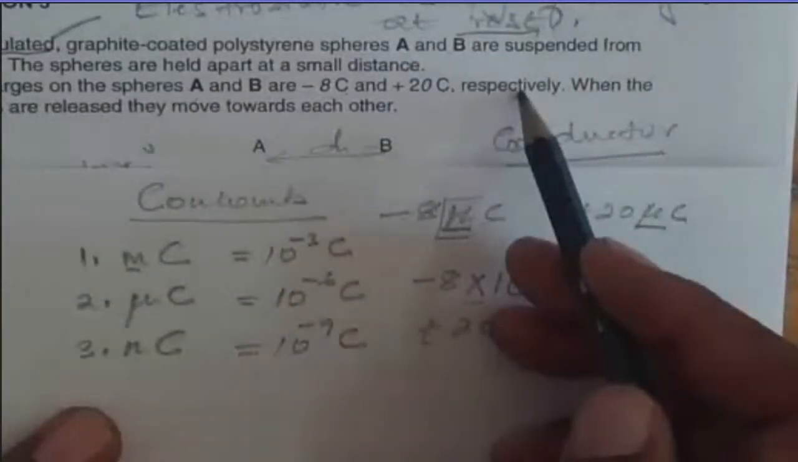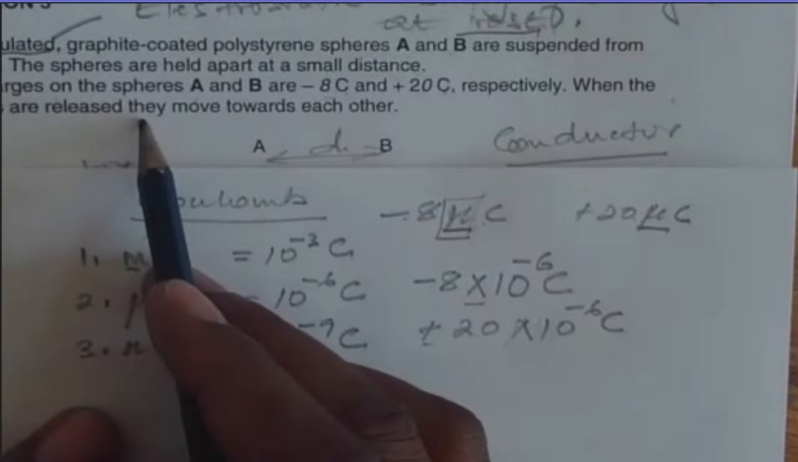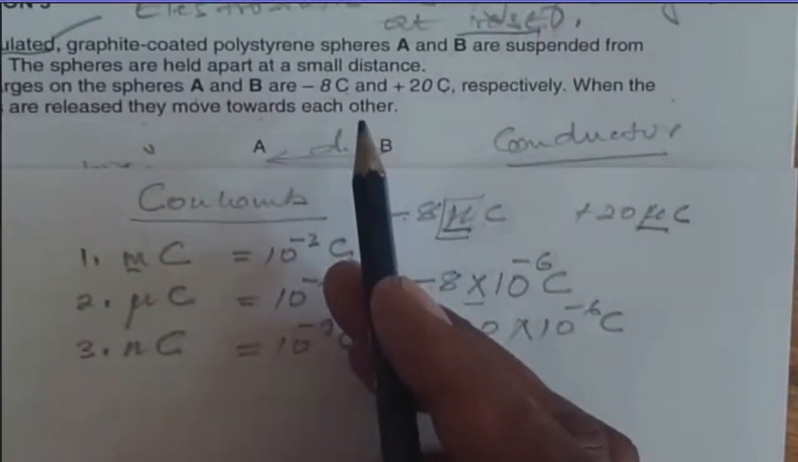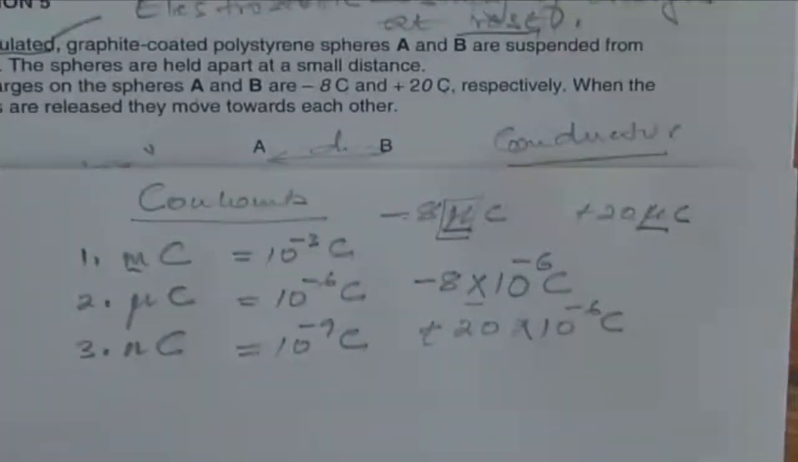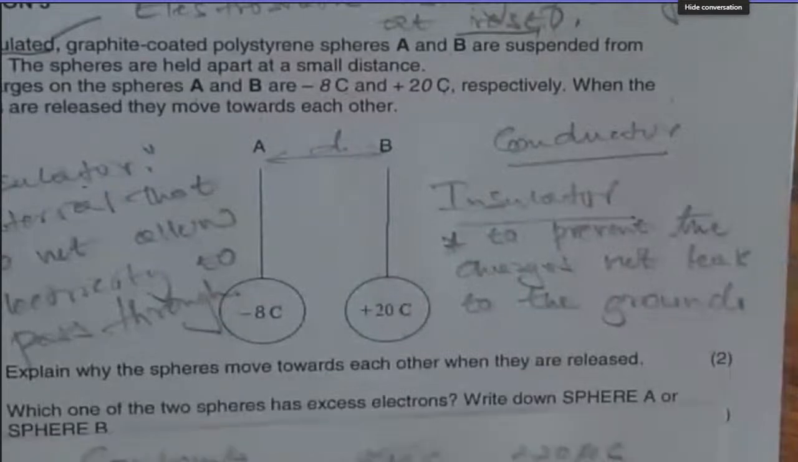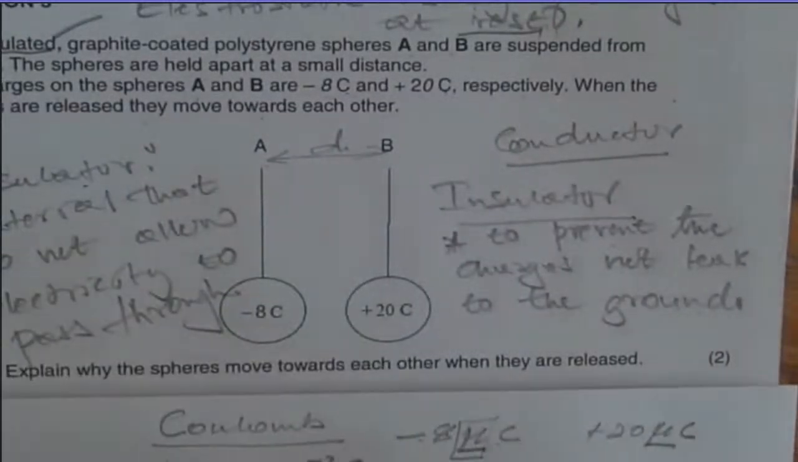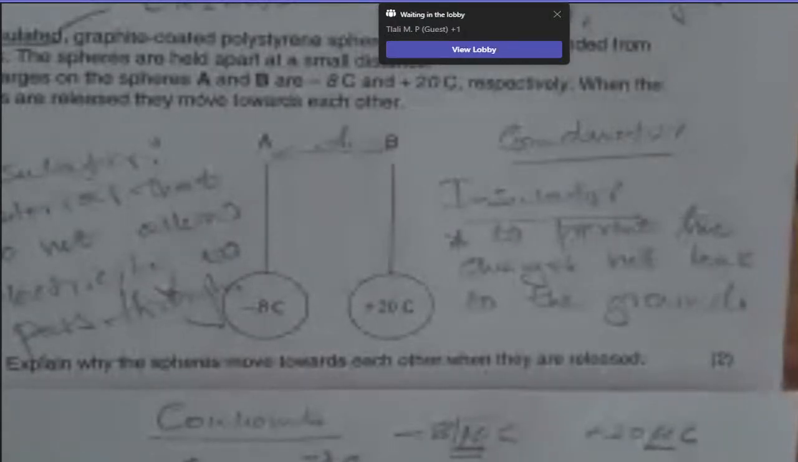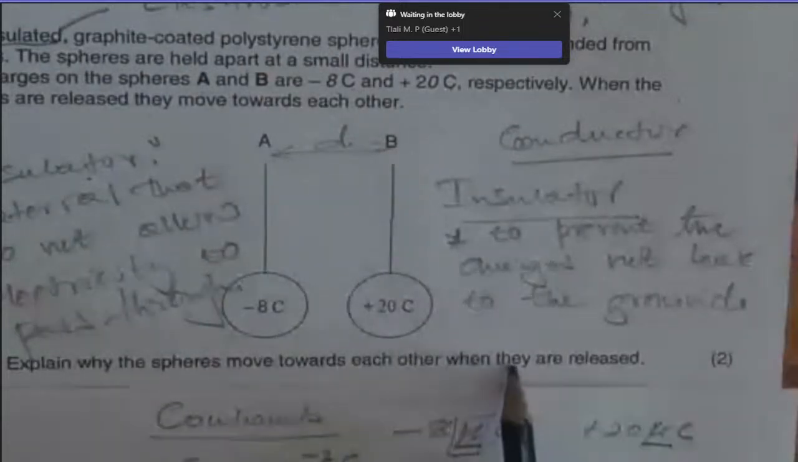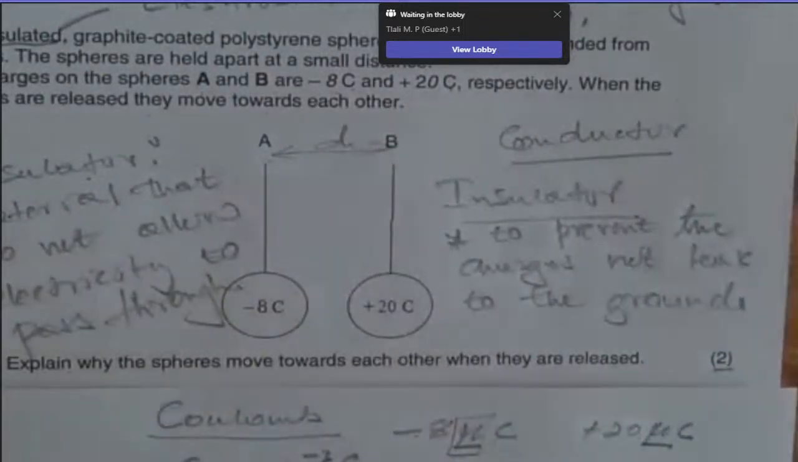Respectively, when the spheres are released, they move towards each other. So now they move towards each other once you release them. Okay, 5.1.1. Now I need to answer my question. 5.1.1: Explain why the spheres move towards each other when they are released.